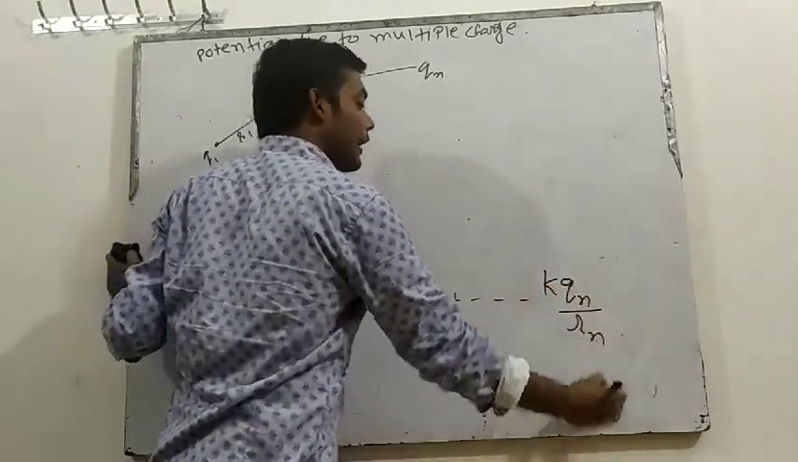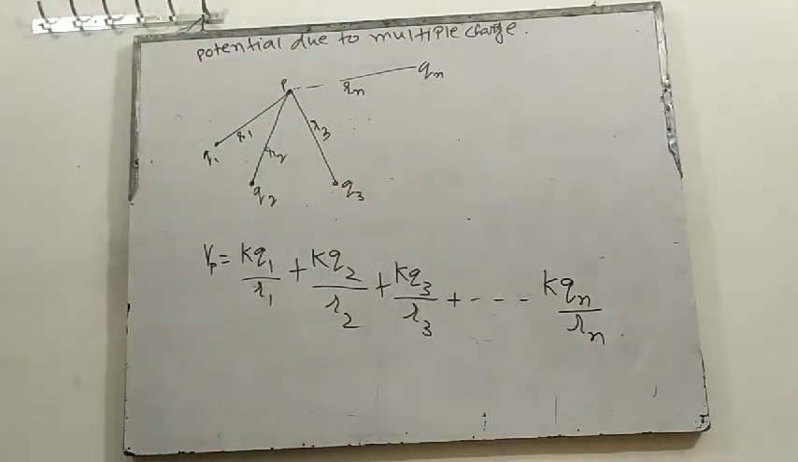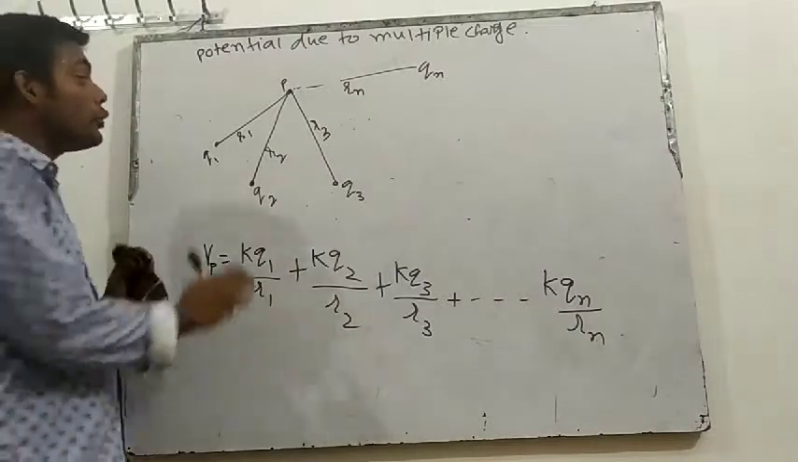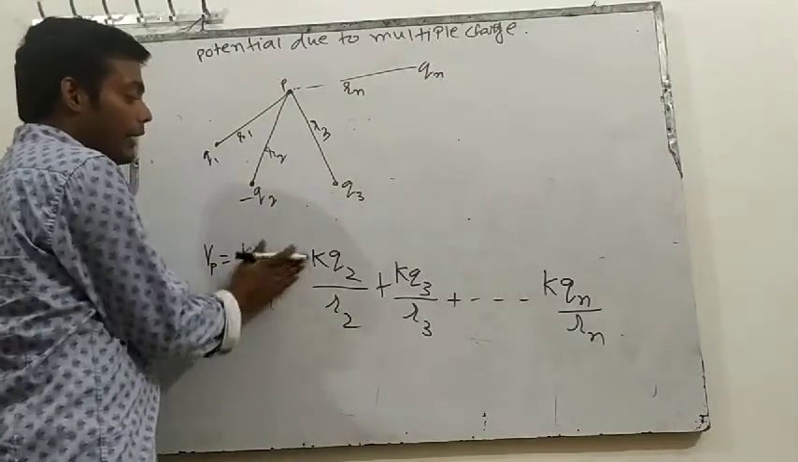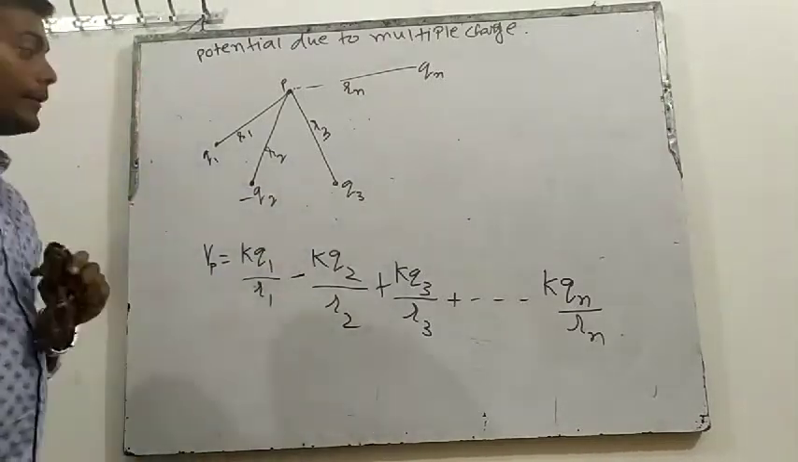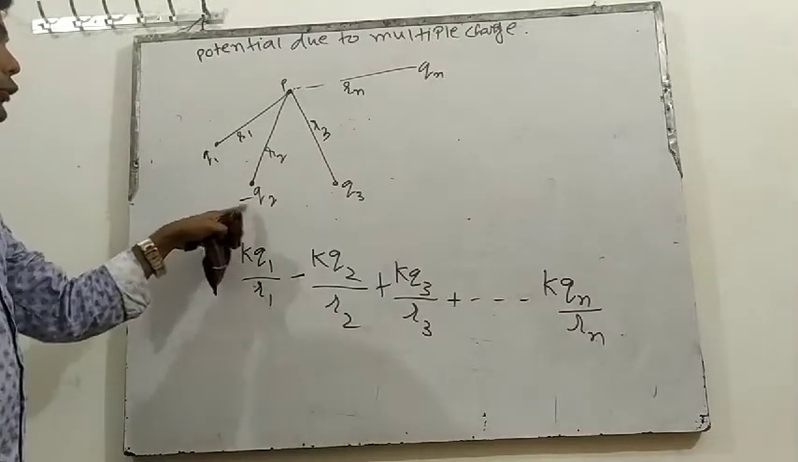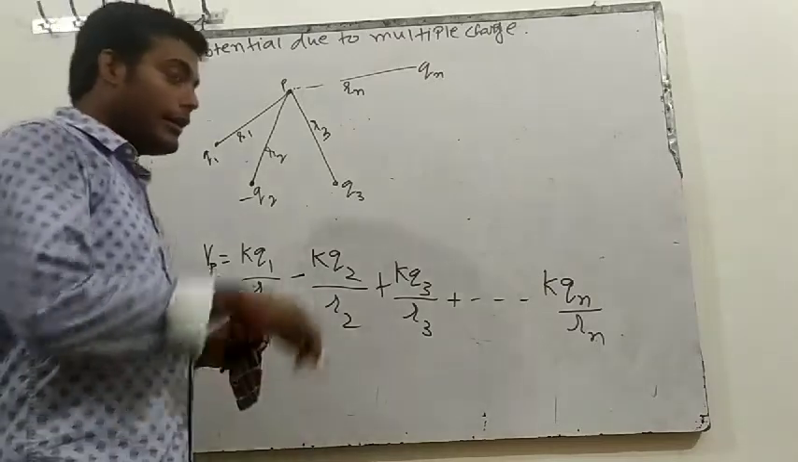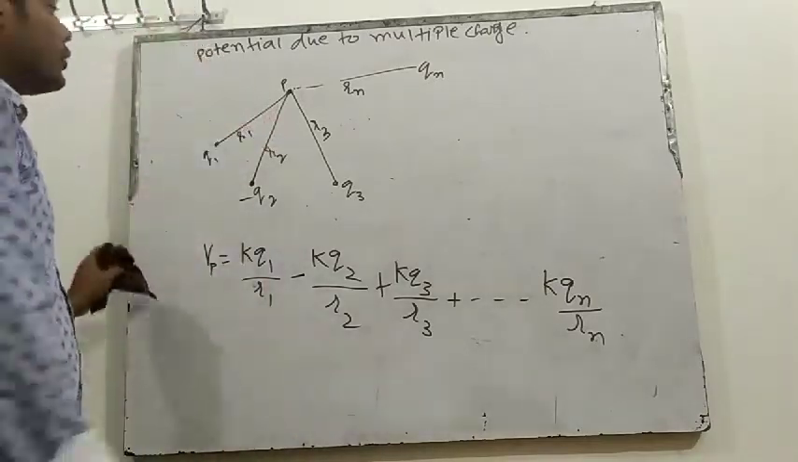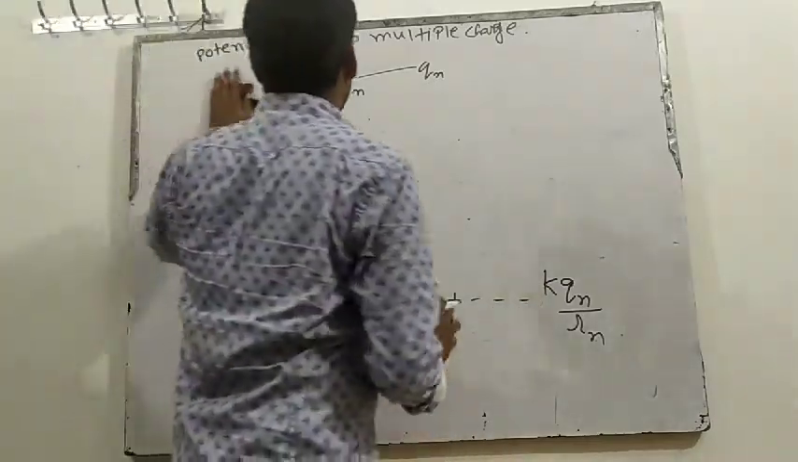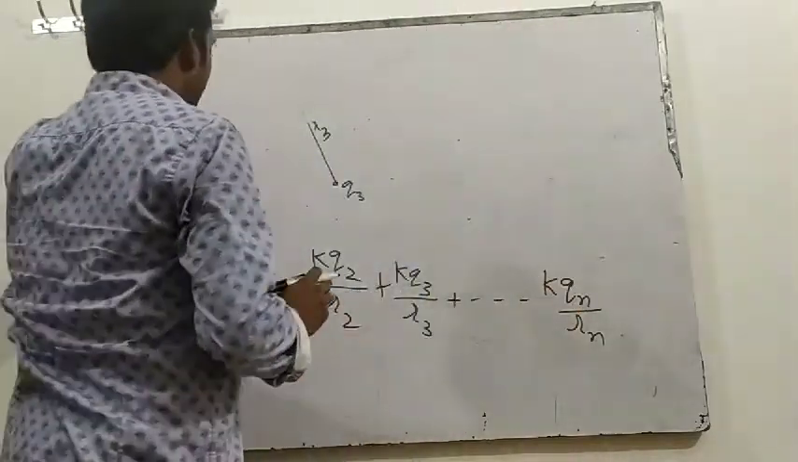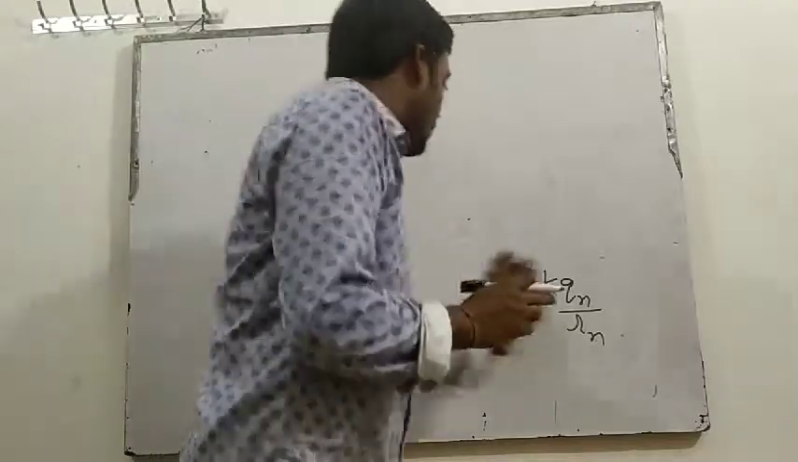But here we have to notice one thing: these charges can be positive or negative. If suppose Q2 is negative, then here there will be a minus. Clear? If Q2 is a negative charge, this term will become negative. Is it clear? So this is simple algebraic addition.